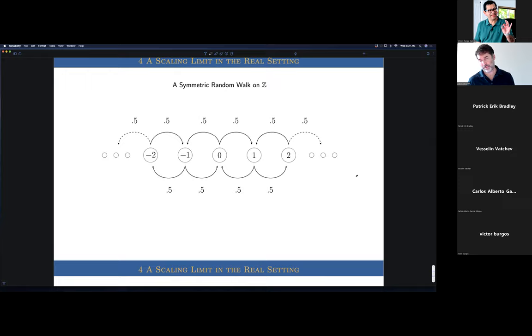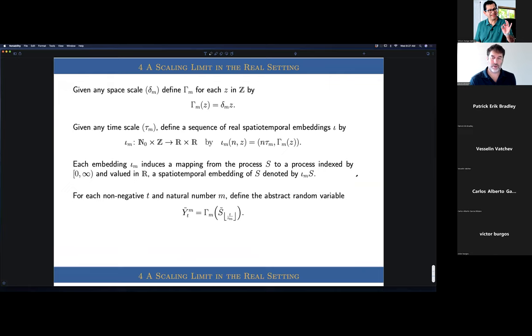Okay. So what is the space embedding? It doesn't have to be this. I think you can shift points a little bit, you can do all kinds of things, but given any space scale delta_m, define gamma_m for each z in Z like this. So you just multiply; this is just a specific example of a sequence of spatial embeddings. And so we map z to delta_m z.